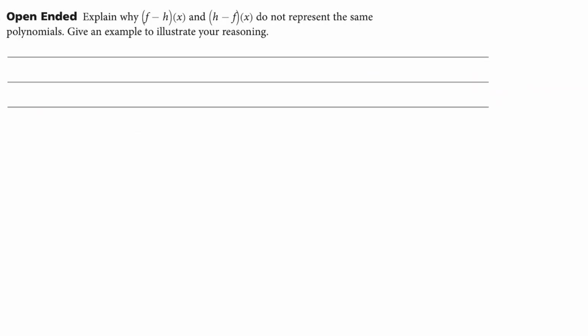Explain why f minus h and h minus f do not represent the same polynomials. Give an example. Now let's try f, okay? Take an easy example as we did before, 4x square. Now take another polynomial h. You can write anything, for example 5x square plus 1. I wrote it. You can even write only 5x square, no problem.